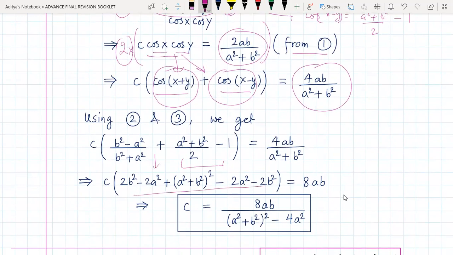So basically, look, try to understand what has happened. This remained as it is, right? And these values we have just substituted from what we already had. Okay, then we are simply taking the LCM and trying to simplify this expression, and that's how we get C is equal to this quantity.